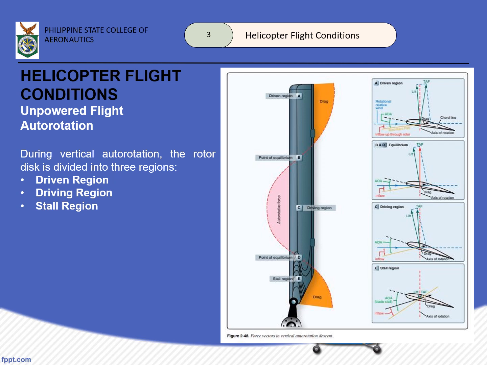And lastly, yung ating stall region, which can be found sa ating inner 25% of the rotor blade. This operates above its maximum stall angle, which causes drag, which tends to slow rotation ng ating blade.